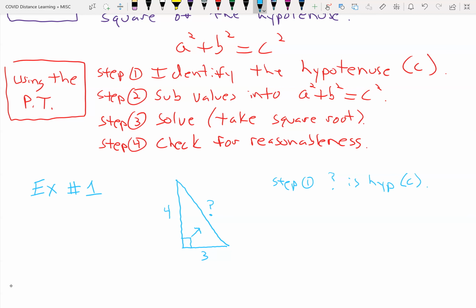All right. Step 2. Sub the values into a squared plus b squared equals c squared. Well, I'm going to start with my c squared part. That's what I don't know. It's question mark. I could leave it as c if I wanted to. The 3 and the 4 are a and b.